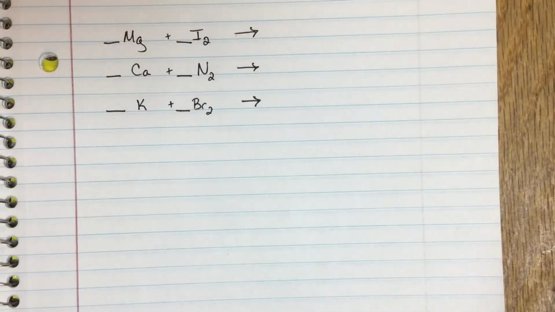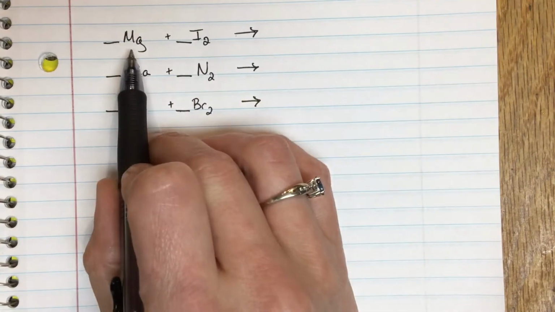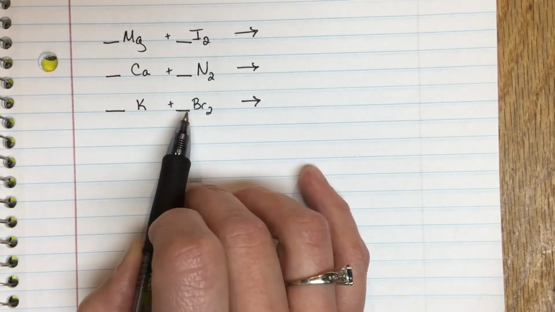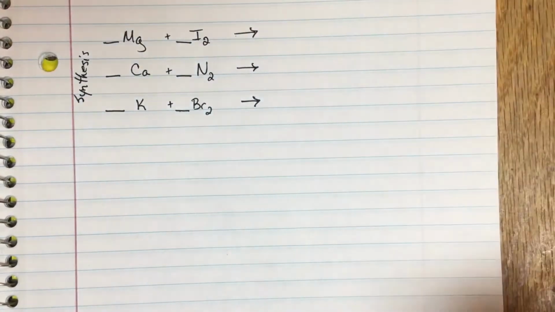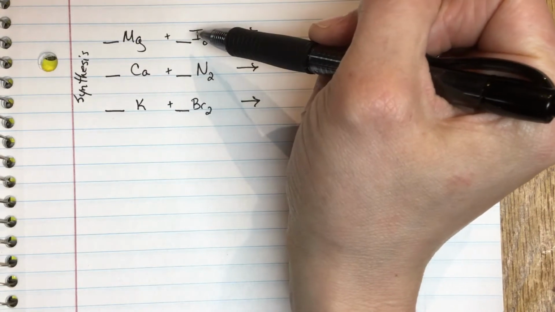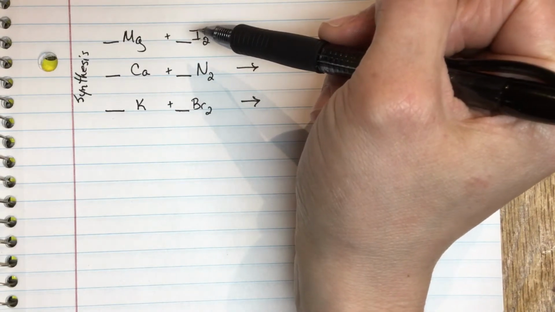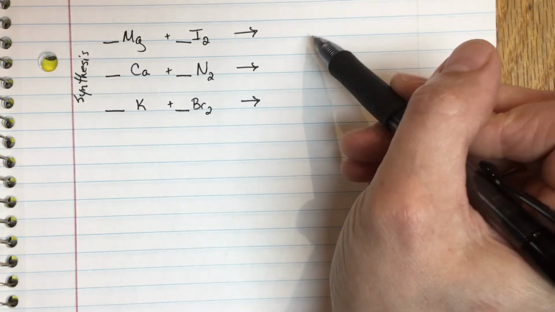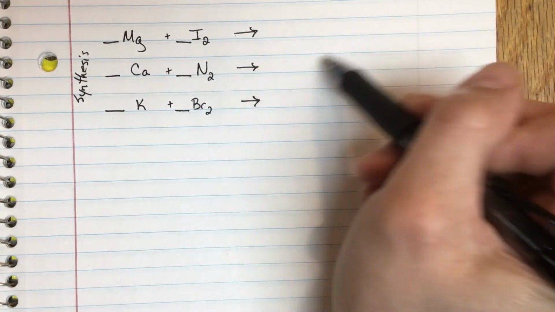So these 3 equations are the same type of equation. Now notice that you have an element plus another element for each one of these. So an element plus another element is going to be a synthesis reaction. So what do you do with a synthesis reaction? Well, the first thing is I always go through and I look at each one of my elements and I try to figure out what is the charge of that ion, because what's going to happen is we're going to crisscross those ions over here to create our single compound.